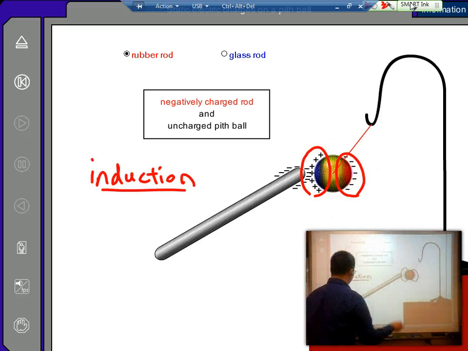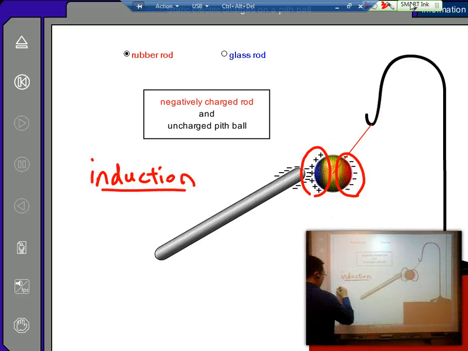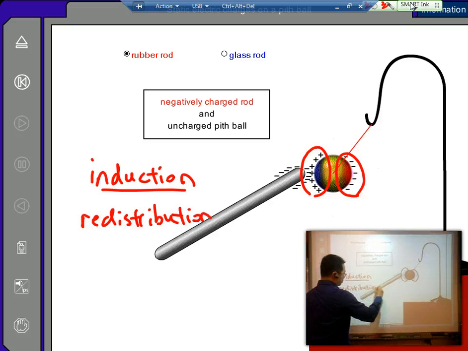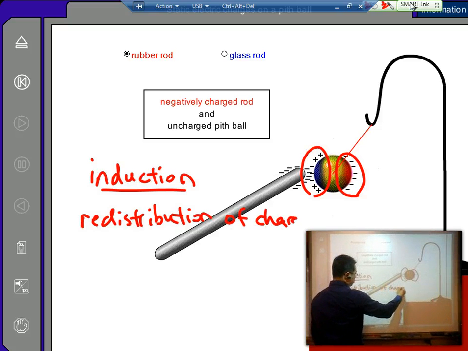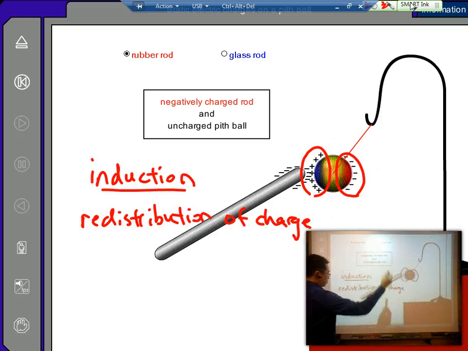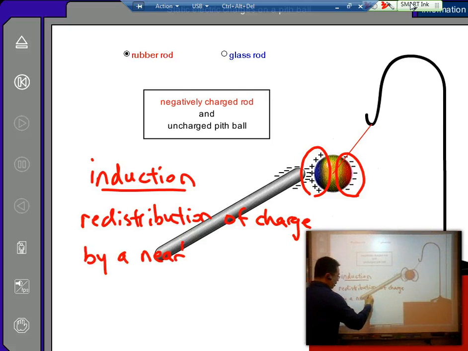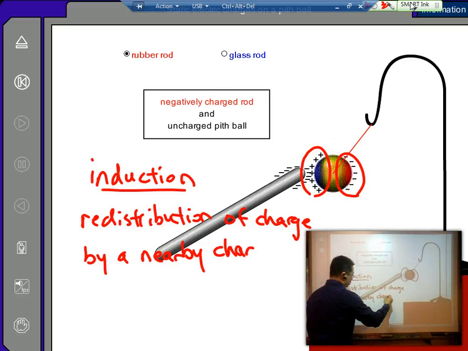This, by the way, I forgot to mention, is called induction, which is basically the redistribution of charge by a nearby charged object.